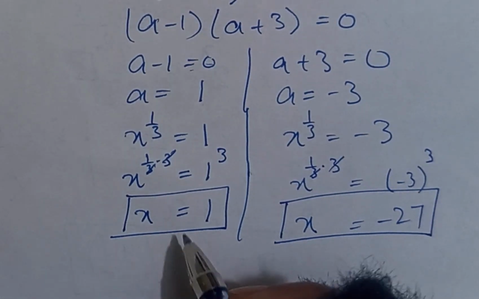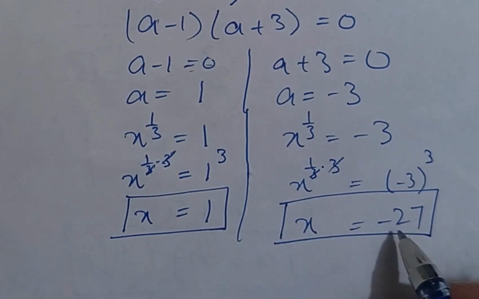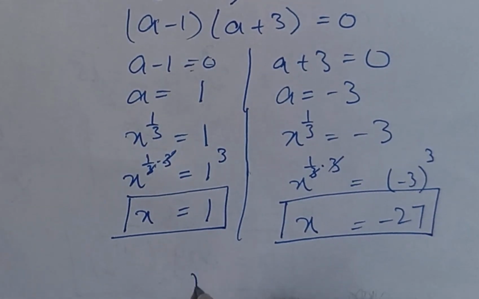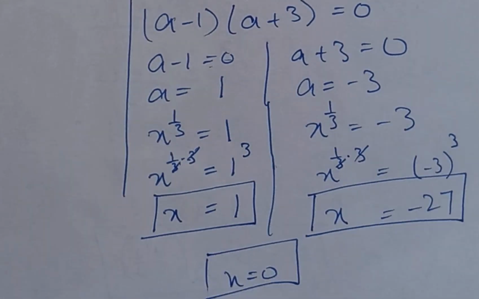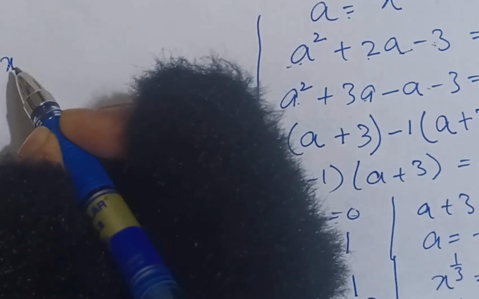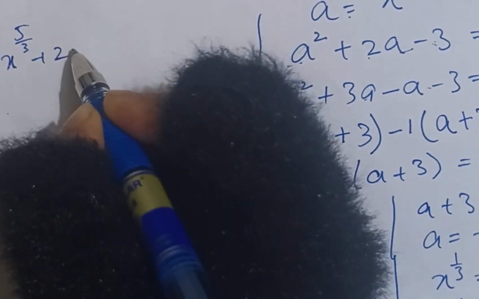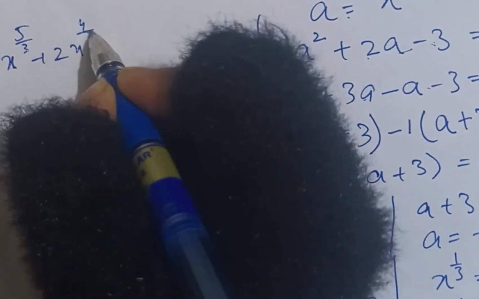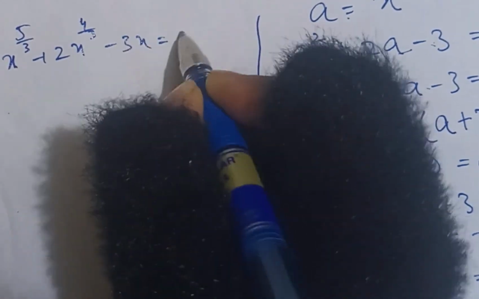So in our question, one value of x is 1, another value is minus 27, and the third value of x is 0. Now we verify all these answers. For this, we substitute these values one by one in our question. So let's start. x raised to the power 5 over 3 plus 2 multiplied by x raised to the power 4 over 3 minus 3x is equal to 0.